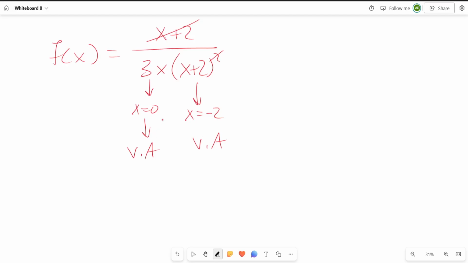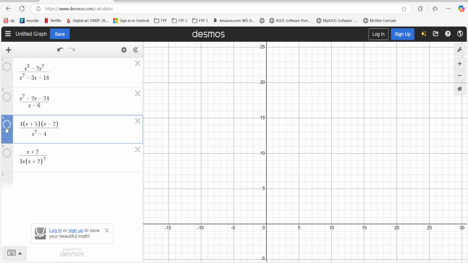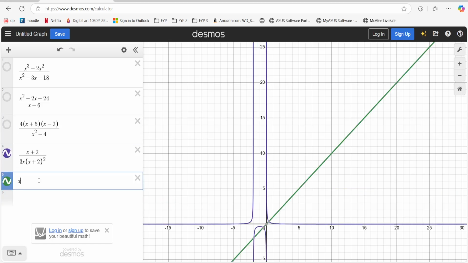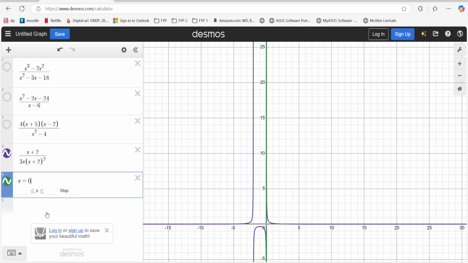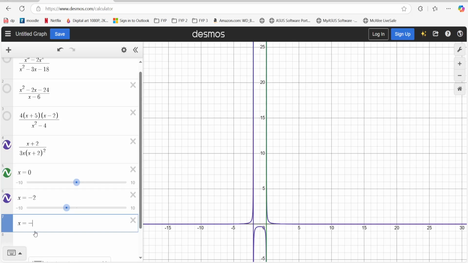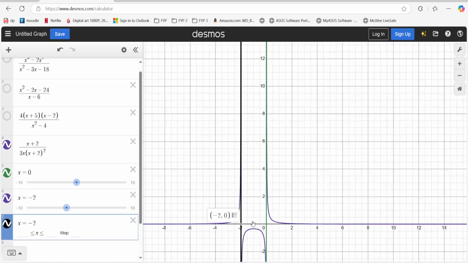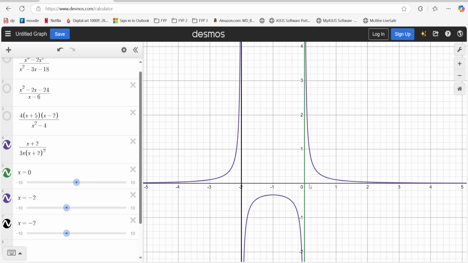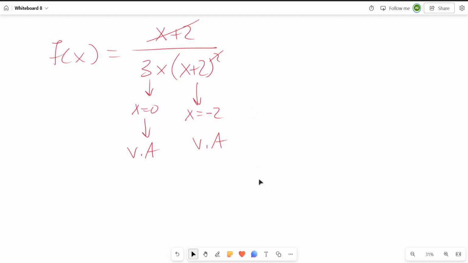So let's check. So we're supposed to have a vertical asymptote at x equals 0 and a vertical asymptote at x equals minus 2. Let's check if that is correct. So x equals 0 is this line and x equals minus 2 is that line. However, if I can draw, yeah, this is much better. Over here, I can see that at x equals 0 and at x equals minus 2, indeed, I have vertical asymptotes.